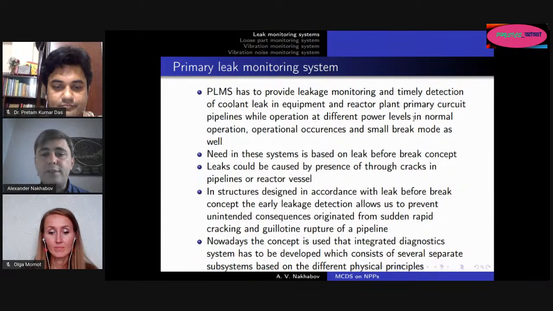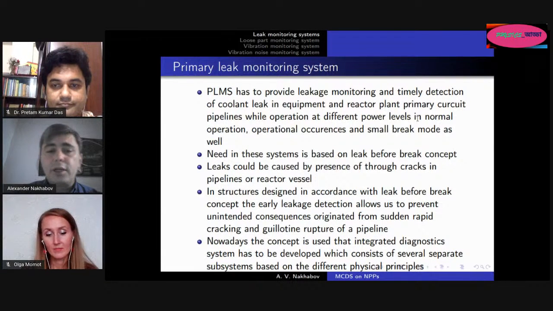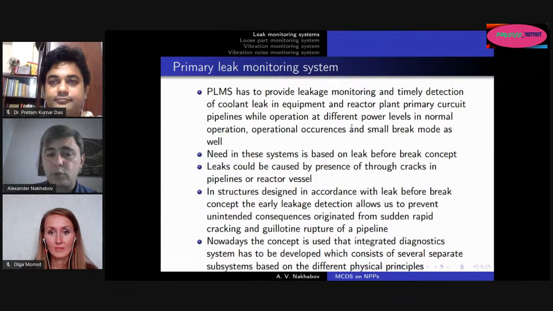And on this slide you see different modes. Our system should be ready to provide this detection in normal operation, in some operational occurrences, and in case of small break as well. When we talk about usage of the primary leak monitoring system, we use the so-called leak before break concept. What does it mean?